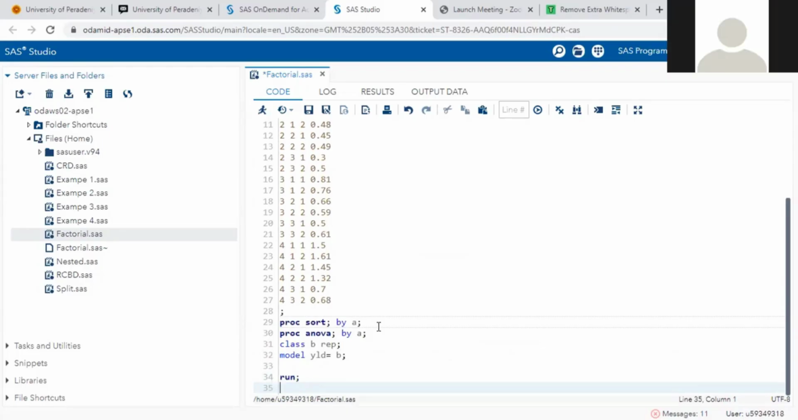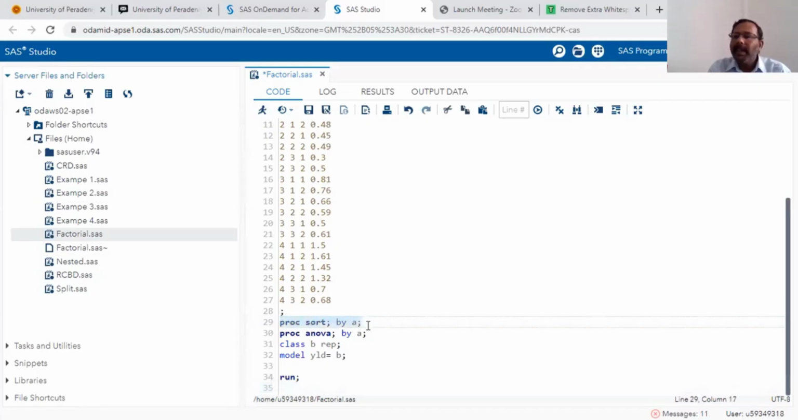Yes, sir. So I gave a proc sort, which means we'll have to sort it. But sometimes it is not necessary, because I'm going to do the ANOVA by A, and A is already sorted. But B is not sorted. If I go along with B, then B has to be sorted. In this case A is already sorted, so that command is not necessary. So proc sort by A.